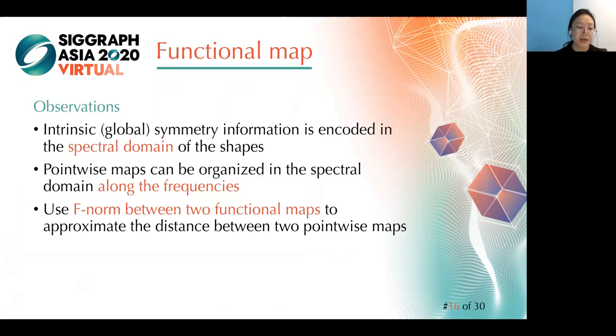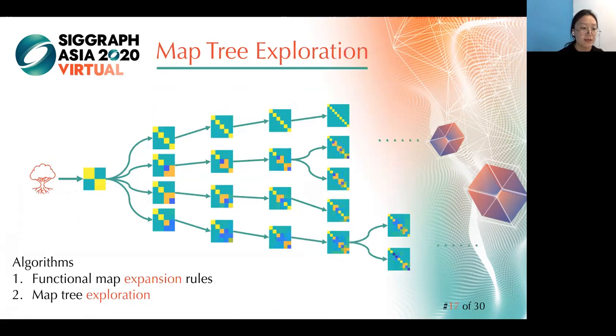From the previous examples, we can see that the intrinsic symmetry information is encoded in the spectral domain of the shapes. Also, the pointwise maps can be organized in the spectral domain along the frequencies. We can also use the Frobenius norm between two functional maps to approximate the distance between the two pointwise maps. This inspired us to explore the spectral domain to extract all meaningful maps.